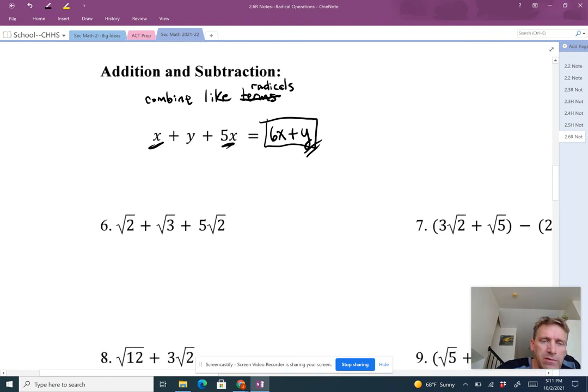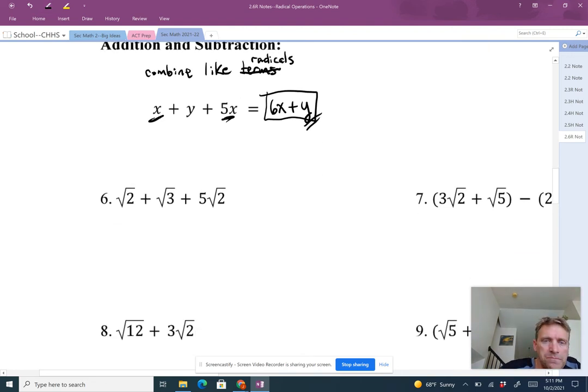Well, if we look at number 6, this is very similar here. I'd say this one that's the square root of 2 and this one that's 5 square root of 2, those are like terms. And so imagine that when there's no number in front of that square root of 2, it's just like if there's no number in front of a variable, we can understand that number to be 1. So I have 1 square root of 2 plus 5 square root of 2 is 6 square root of 2, or 6 square roots of 2, I've heard some of my colleagues say.